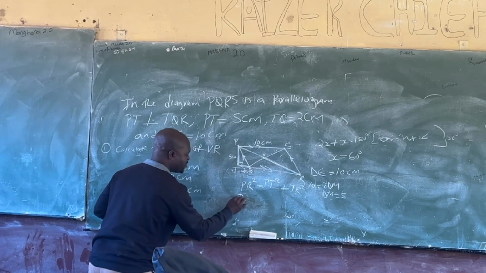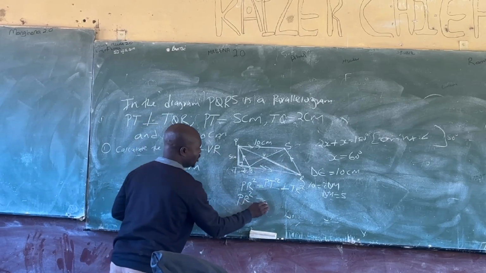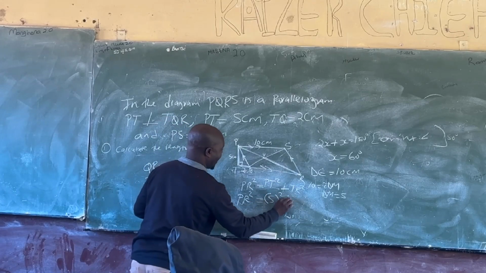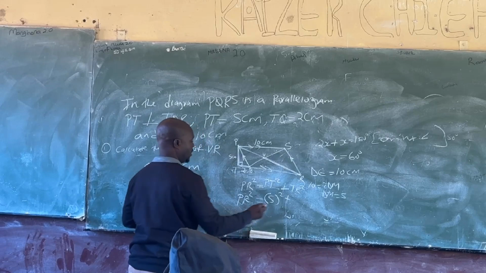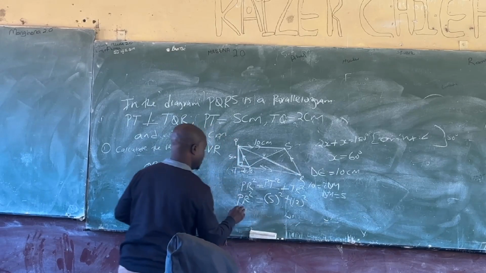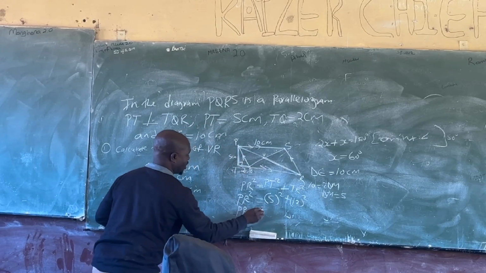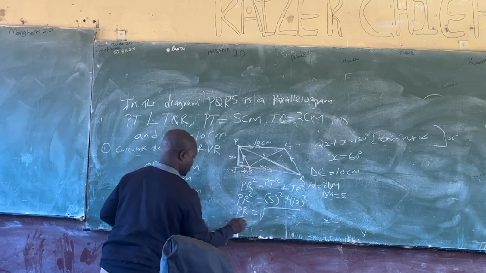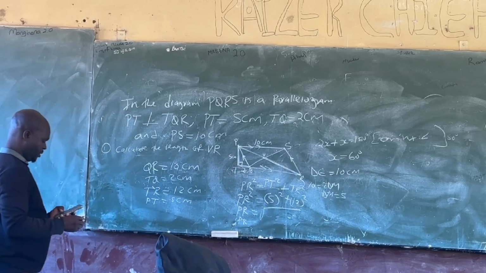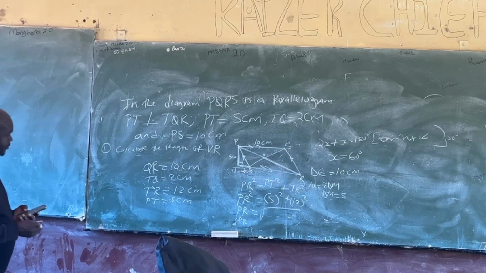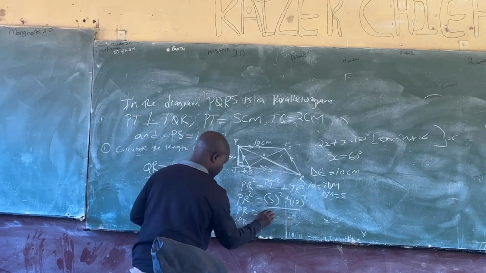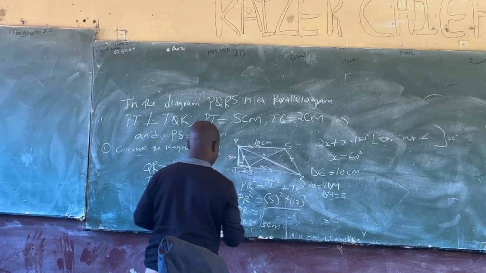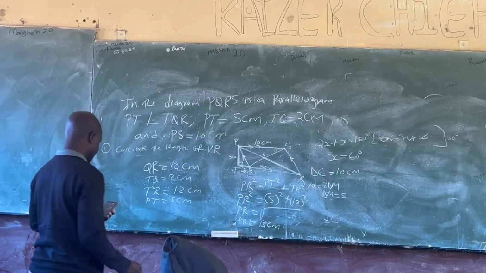Now, we want PR is equal to, what is my PT? It's 5. And then 5 squared plus, what is my TR? 12 squared. Then, now, PR, you know that you put the square root on it at the end. Then you have what? PR. Can you find PR? 18? What? Oh yeah, PR is 13 centimeter.